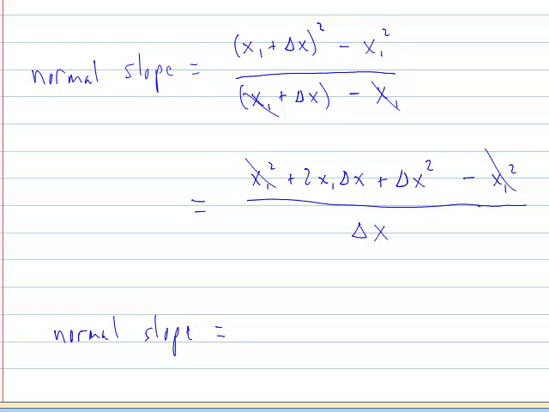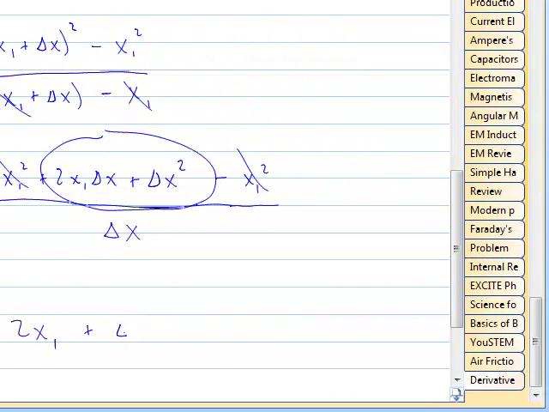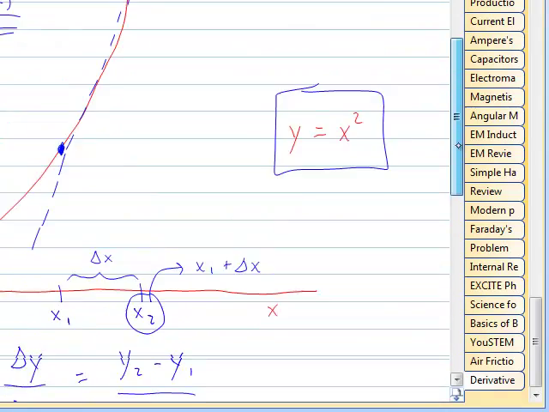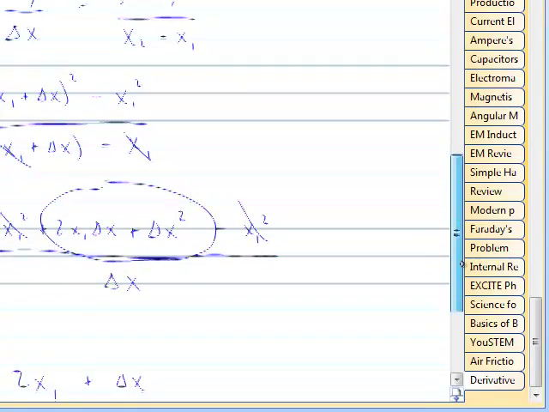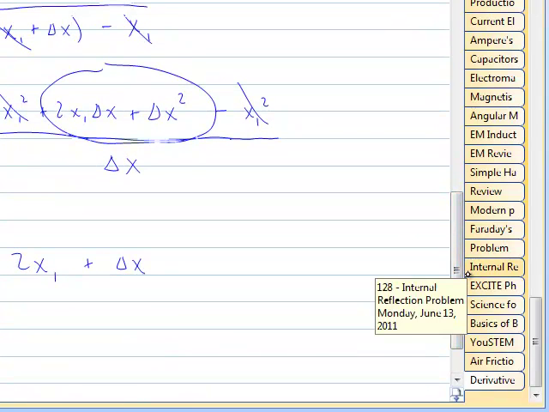Cleaning this up a little bit, the remaining 2 terms both have delta x's in there. We can drop out a delta x and simplify this to 2x1 as the first term, and then we're left with a delta x in the second term. So using this notation from our graph, the slope of that dashed line is 2x plus delta x.